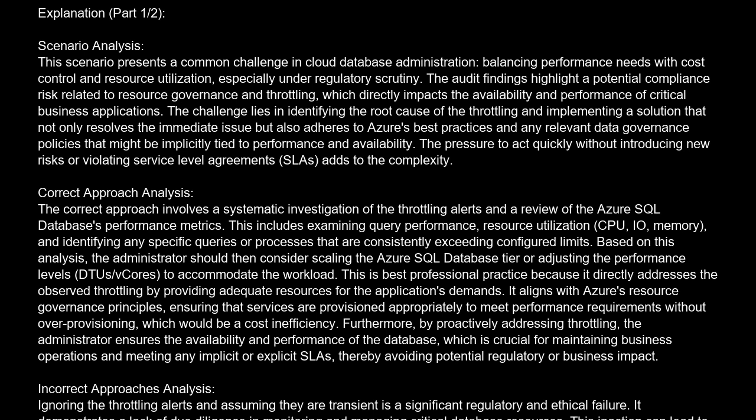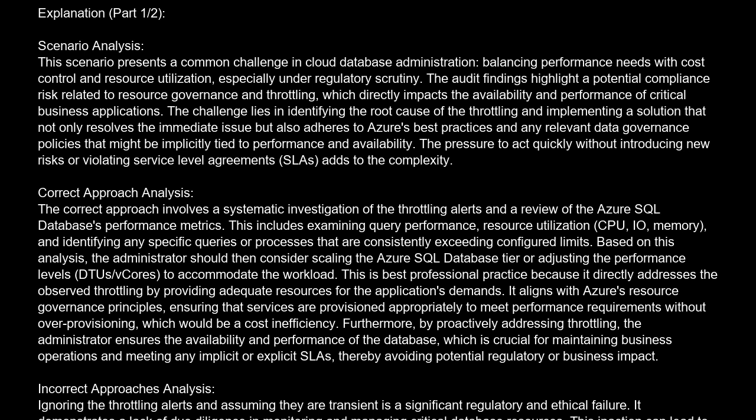Correct approach analysis. The correct approach involves a systematic investigation of the throttling alerts and a review of the Azure SQL database's performance metrics. This includes examining query performance, resource utilization, CPU, IO, memory, and identifying any specific queries or processes that are consistently exceeding configured limits. Based on this analysis, the administrator should then consider scaling the Azure SQL database tier or adjusting the performance levels, DTUs or vCores, to accommodate the workload.